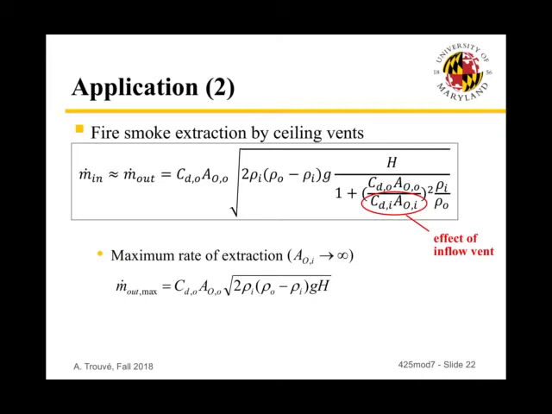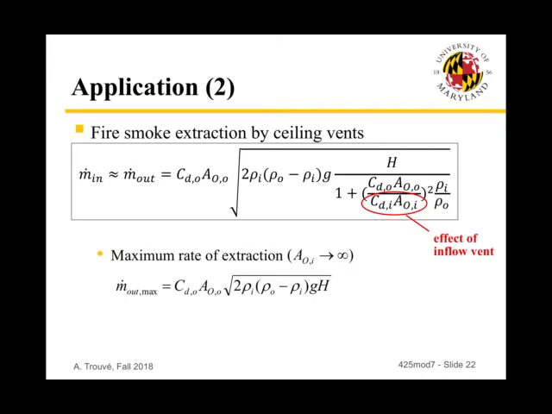Let's look at the case where AOI goes to infinity. If AOI is very large, it does not have to go to infinity, but if it is very large, then we can easily see that we get an expression for the smoke mass flow rate through the ceiling vent that becomes independent of AOI, and depends only on the smoke temperature, the ceiling height, and the surface area of the ceiling vent.